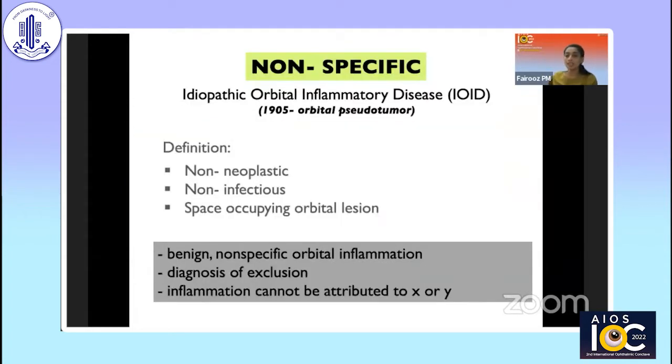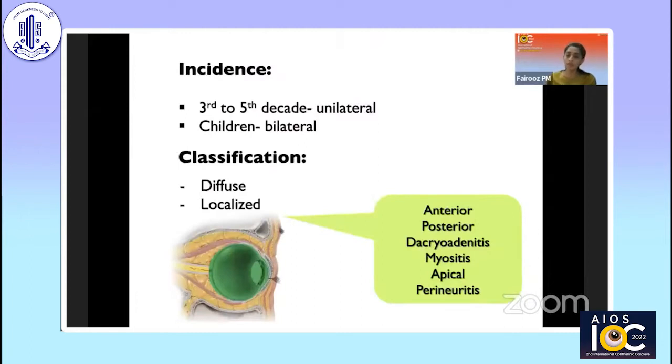Now, going on to the non-specific ones, the current terminology is idiopathic orbital inflammatory disease, which is a space-occupying lesion in the orbit, which is non-neoplastic, non-infectious, and it is a diagnosis of exclusion. It is most commonly seen in adults, unilateral, but yes, rarely we can see it in children as well. Sometimes it can be bilateral, it may be diffuse involvement of the orbit, or it can be localized in different locations. It could be an anterior IOID, it can be a posterior one, including the lacrimal gland, which is dacryoadenitis, myositis, apical, or even perineuritis.